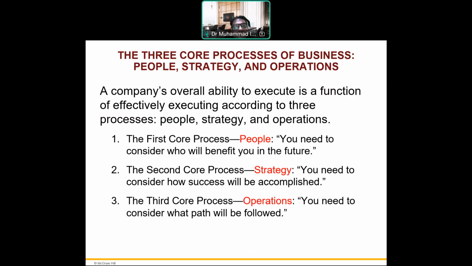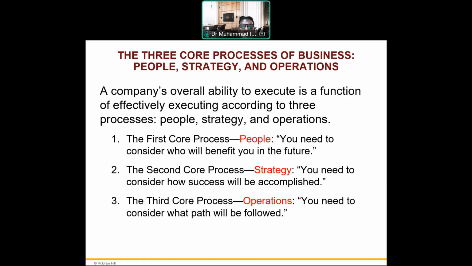Three core processes of businesses: people, strategy, and operations. Very important for the functional level strategy. A company's overall ability to execute in the function depends on effectively executing the three processes: people, strategy, operations. How? The first core process is people. You need to consider who will benefit you in the future. Companies are very smart. Why would they pay unskilled labor? They will not pay unskilled labor. They will pay skilled labor, and they will focus on those people who can give them benefit and are also beneficial for the future.